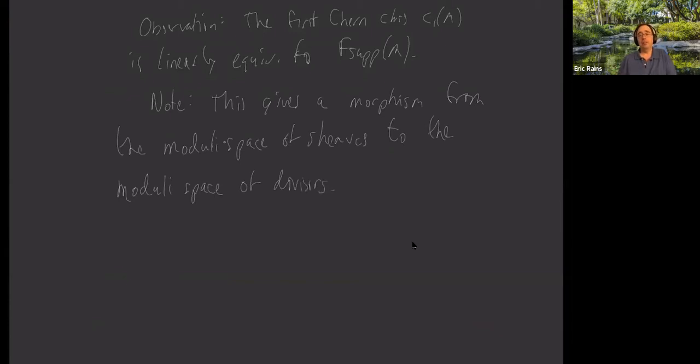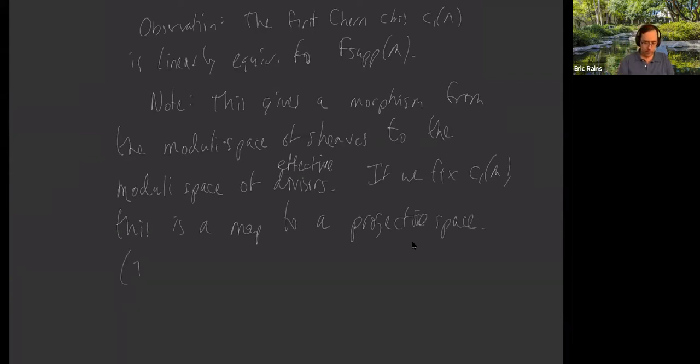But the moduli space of effective divisors is a union over divisor classes of linear systems. So if we fix this Chern class, this is a map to a projective space. And just as a caveat, I'm assuming X is rational.